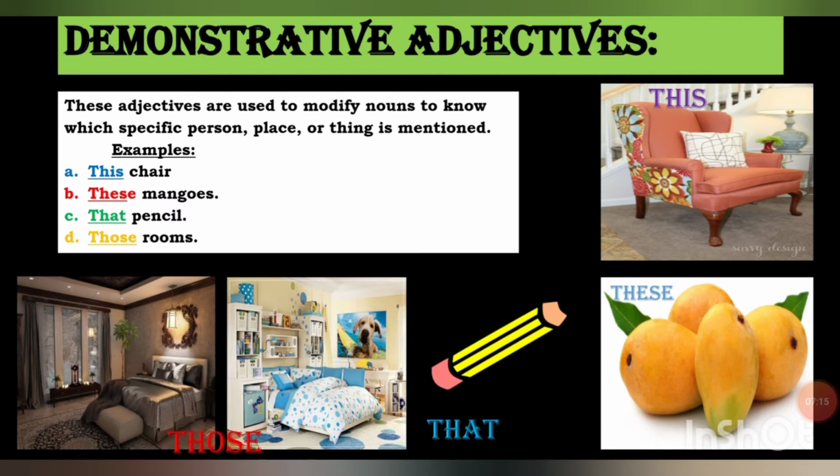That pencil, it's that pencil I'm talking about. Not this one, but that one. Those rooms, look at those rooms, those two rooms. I'm talking about those rooms. These are demonstrative adjectives that tell you the specific person or place or thing you're talking about.